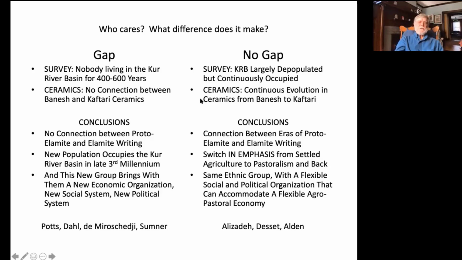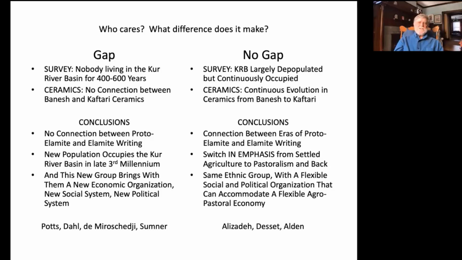But people who talk about a gap say there's no obvious connection between the ceramics, that Banesh pottery really does look very different from Kaftari pottery, if you don't have the sequence of transitional forms and techniques. If you think there's a gap, it's easy to conclude that there is no connection between Proto-Elamite and Elamite writing. In fact, you would say Proto-Elamite is something entirely different.